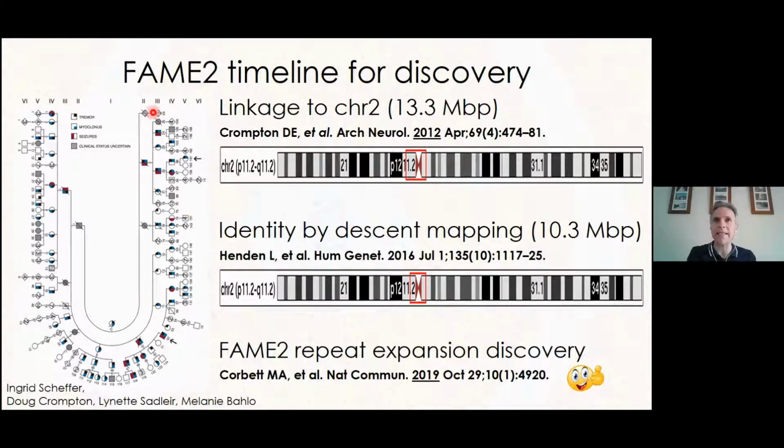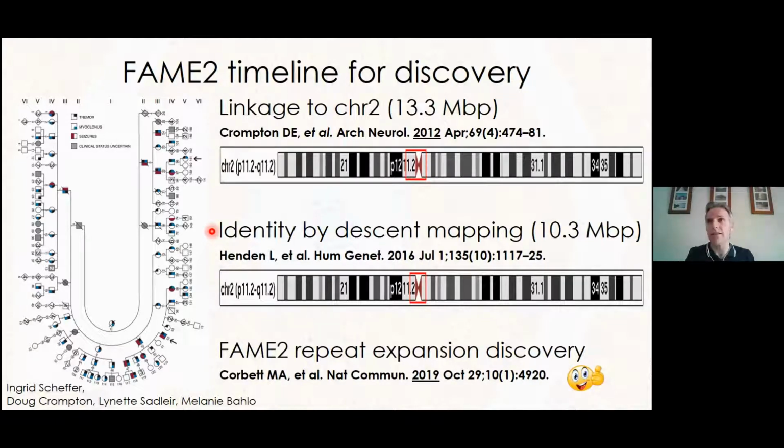A lot of our story is linked to this large Australian, New Zealand pedigree collected by our collaborators Ingrid, Doug and Lynette in Melbourne and New Zealand. A lot of the linkage work which I'm presenting on this slide was performed by Melanie Barlow's group. We started out our story in around 2012, and obviously collection of this large family started well before then. In this original work, the linkage was narrowed down to a 13.3 megabase region spanning the centromere on chromosome 2. We formed an international collaboration with individuals in Europe and the US.